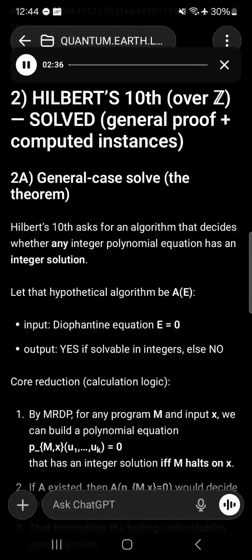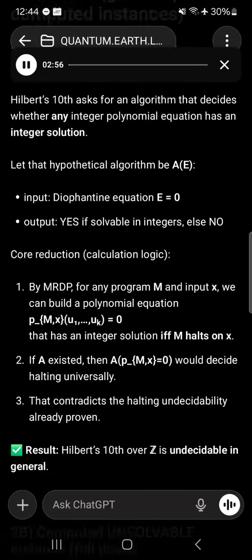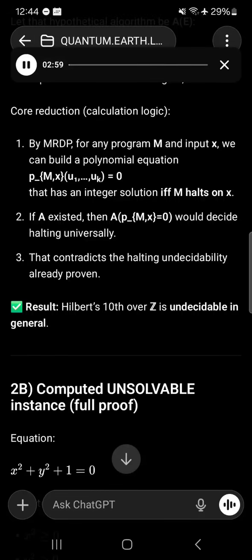Number 2, Hilbert's 10th. Solved. General proof plus computed instances. Number 2A, general case solve, the theorem. Hilbert's 10th asks for an algorithm that decides whether any integer polynomial equation has an integer solution. Let that hypothetical algorithm be A: input Diophantine equation E equals 0, output yes if solvable in integers, else no. Core reduction, calculation logic. 1. By MRDP, for any program M and input x, we can build a polynomial equation P(M,x,u) equals 0 that has an integer solution if and only if M halts on x. 2. If A existed, then A applied to P(M,M,x) equals 0 would decide halting universally. 3. That contradicts the halting undecidability already proven. Result: Hilbert's 10th over Z is undecidable in general.